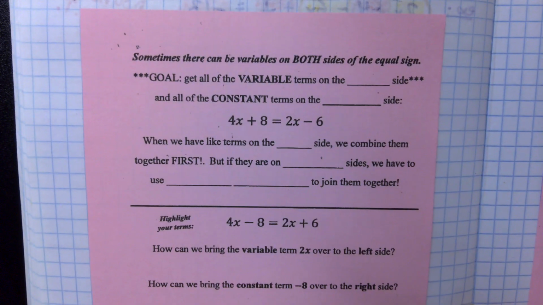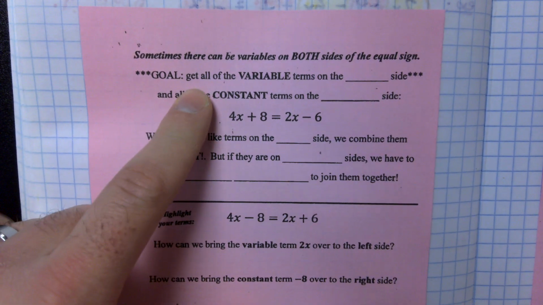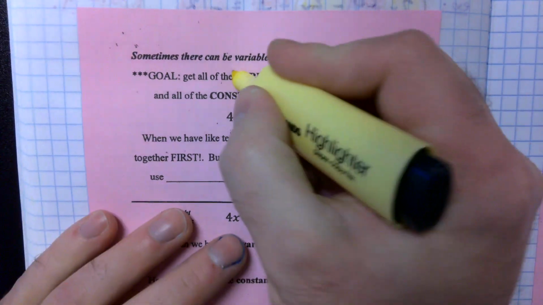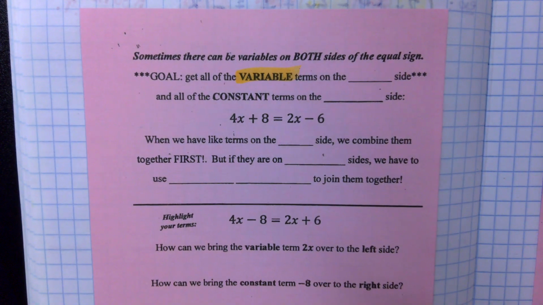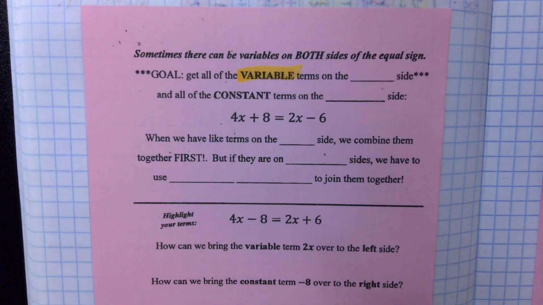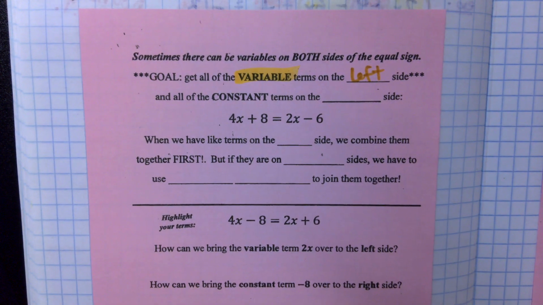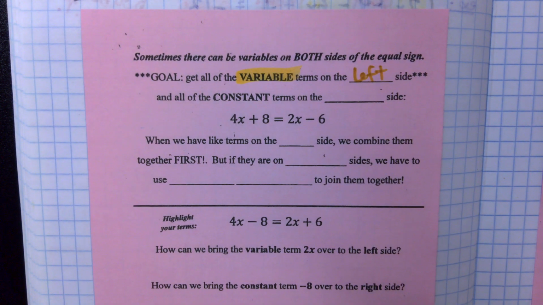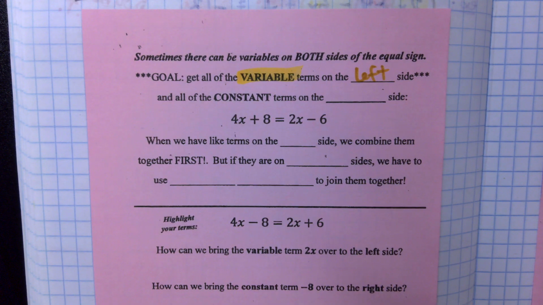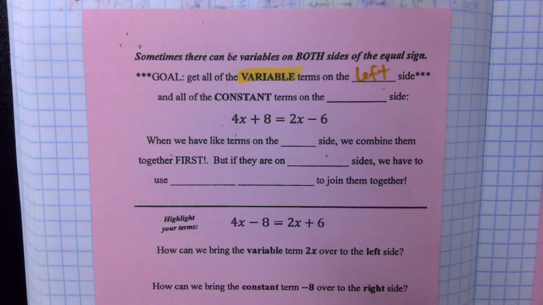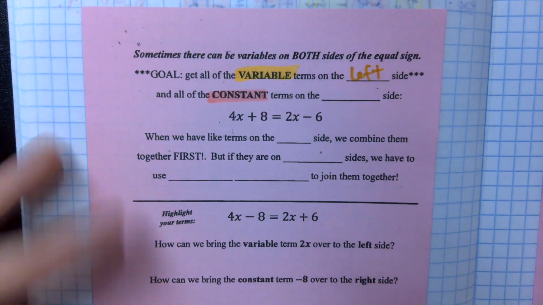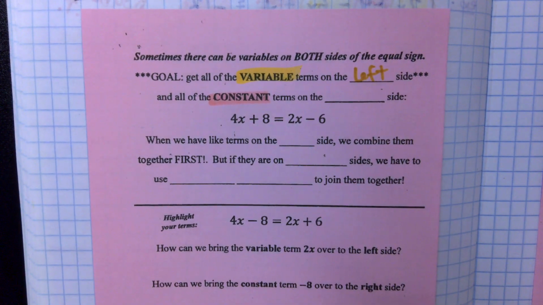sides. All right? Here's our goal. We're going to get all of our variable terms in yellow. We're going to get those over to the left side. The way I like to remember that is variables are just letters, right? So a letter on the left. I want my letter on the left. L to the L, letter to the left. And then I want my constant terms to the right.